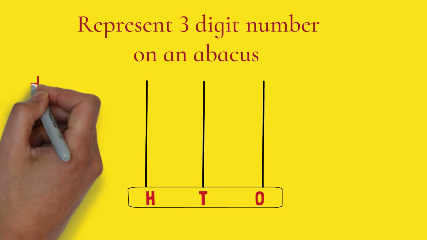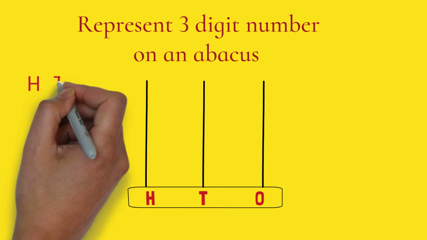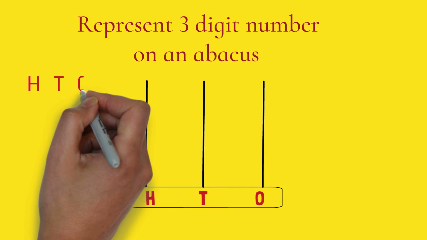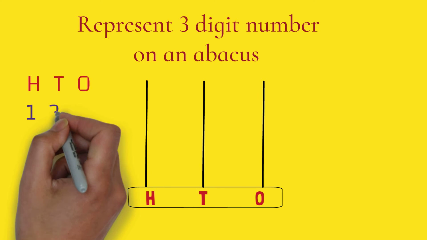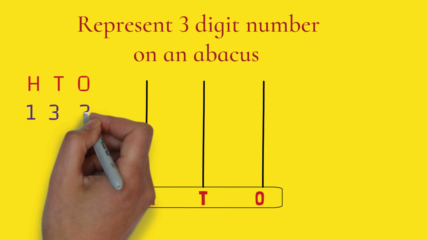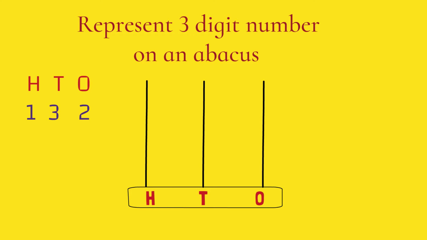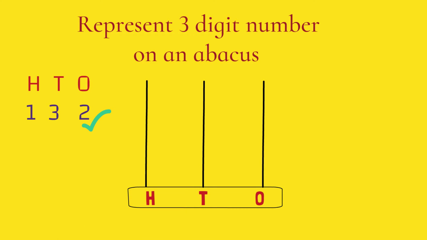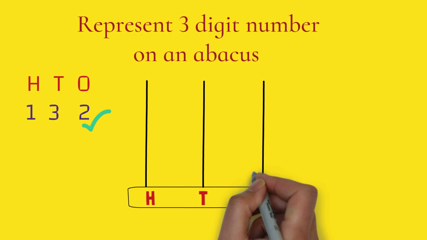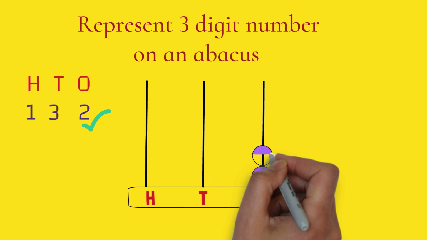A 3-digit number has numbers at hundreds place, tens place and ones place. Let's represent number 132 on this abacus. Let's start with ones place. Which number is at ones place? 2. So draw 2 bits on ones spike.